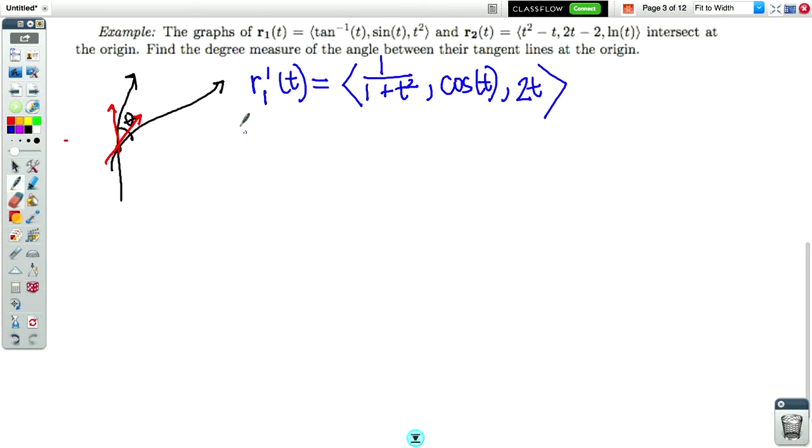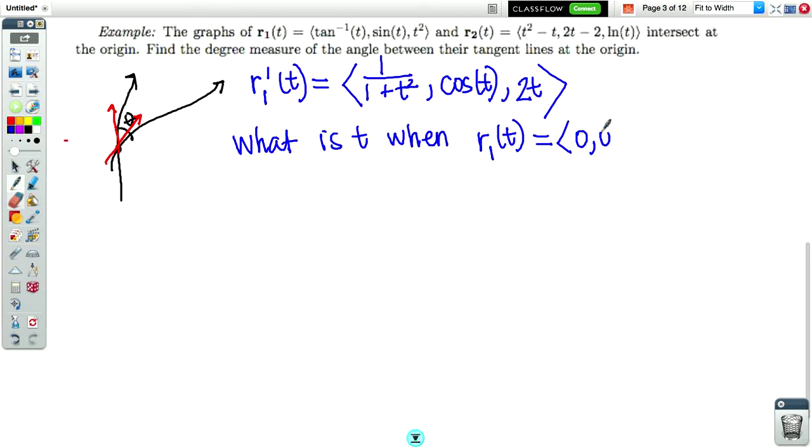Now, one thing I would want to know is, as I said a second ago, what is our t value when our first vector is actually equal to 0, 0, 0? So what value of the parameter passes us through the origin? Now, this one's actually pretty friendly because of this third component. The only way that this third component is going to be 0 is when t equals 0. So I can actually answer this question right away.